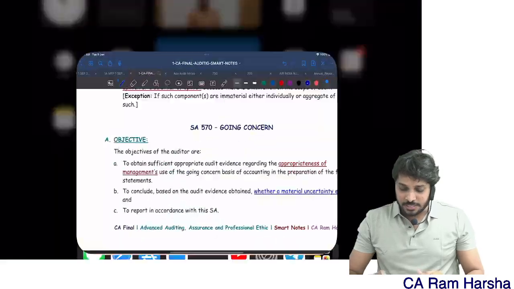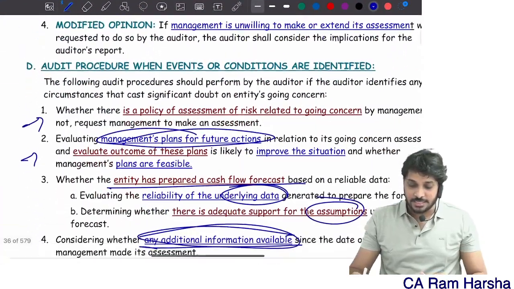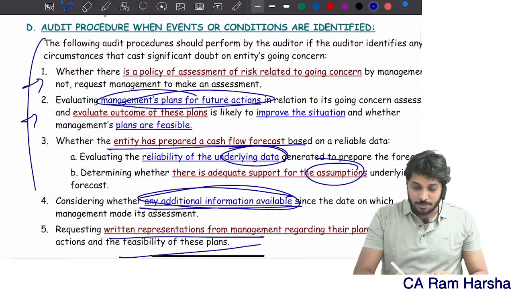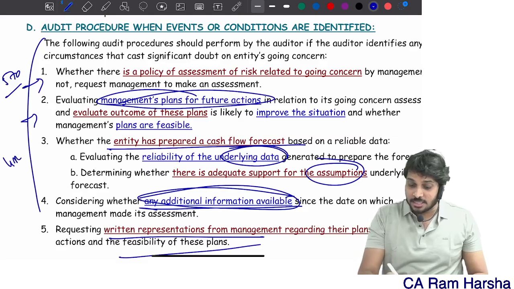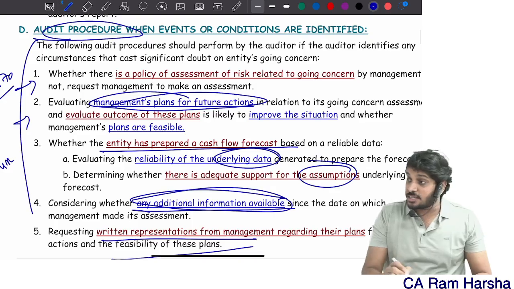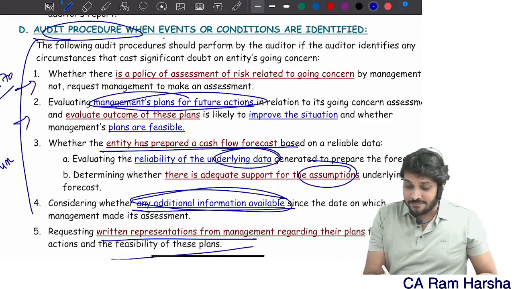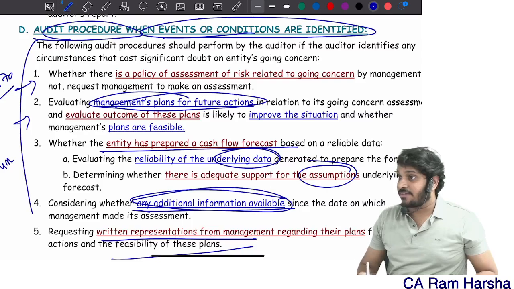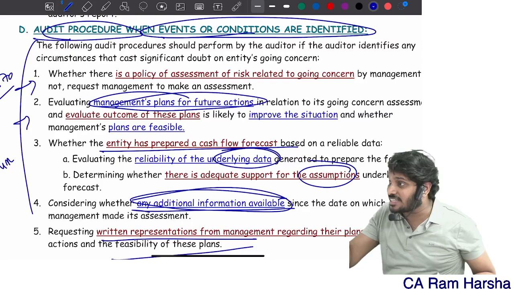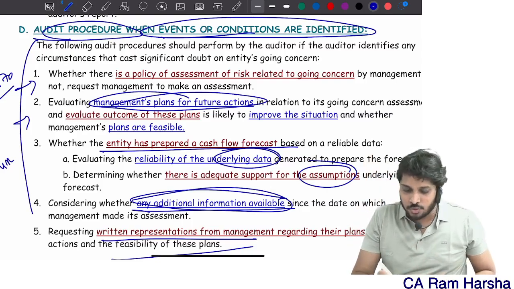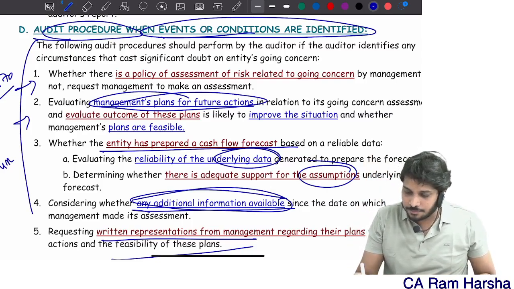By the way, in this SA 570, they may ask you about preliminary assessment. These are further audit procedures. When will we do this? When events and conditions are identified. Why do we do this? To know whether there is a material uncertainty. You see the diagram? That's what I told.